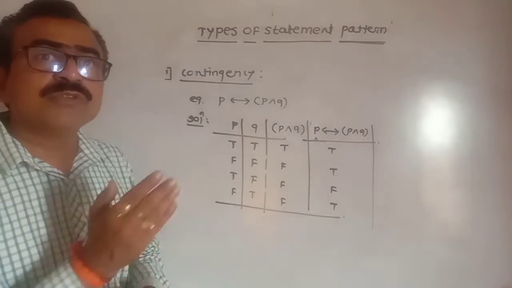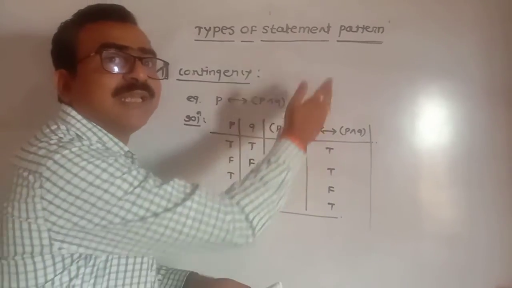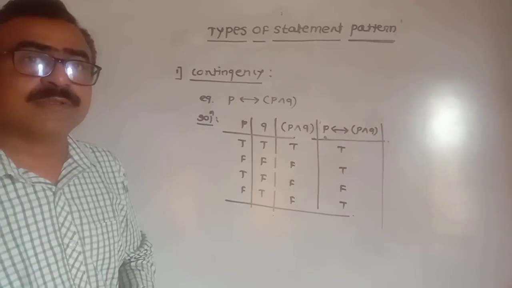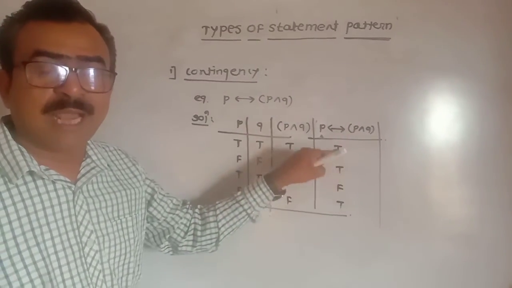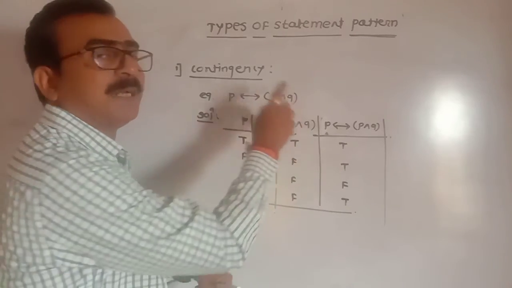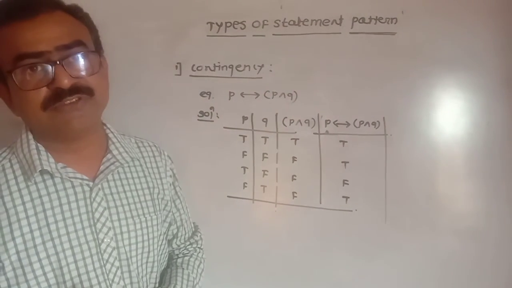Okay friends, so if you observe the last column of this truth table, then you observe that the last column has mixed entries, and because of that this statement pattern is called a contingency.